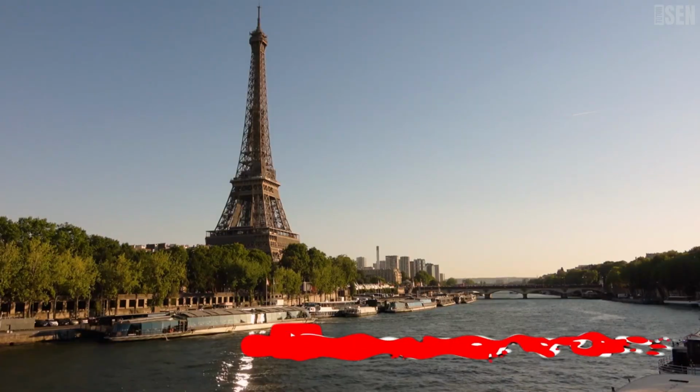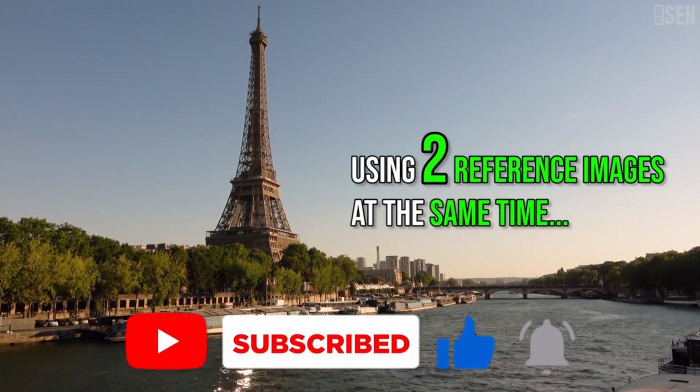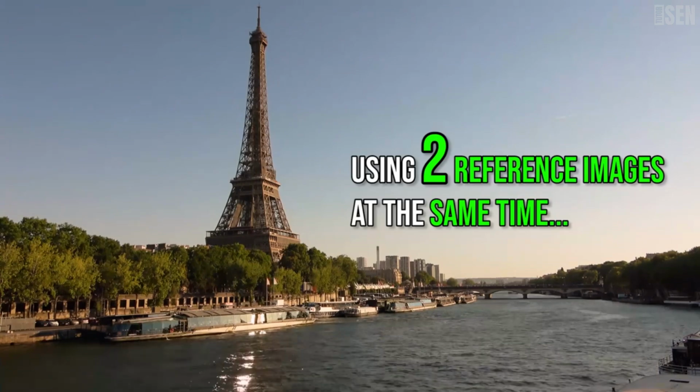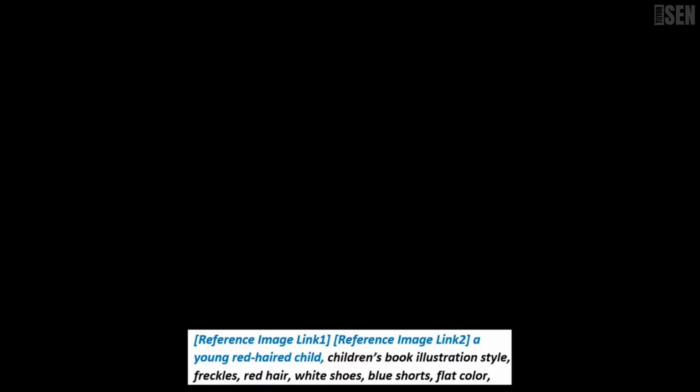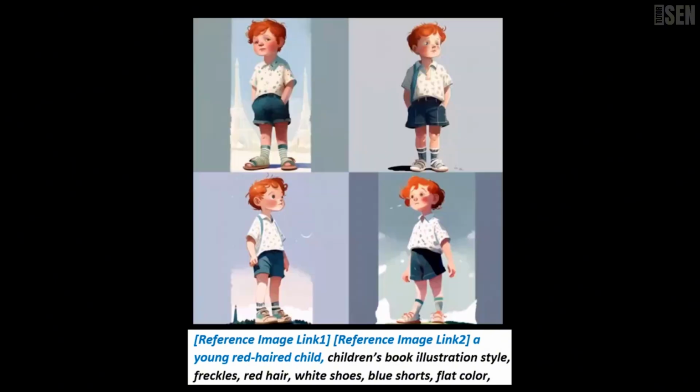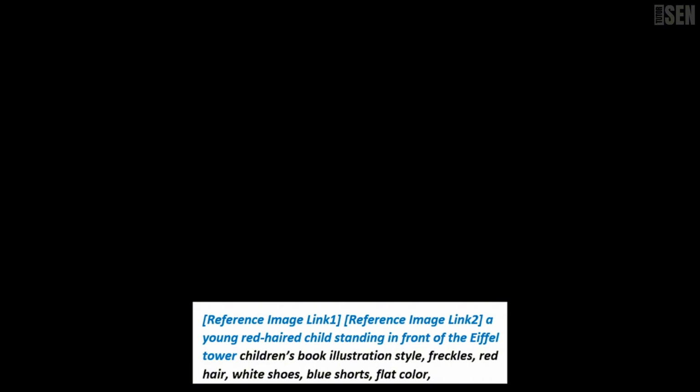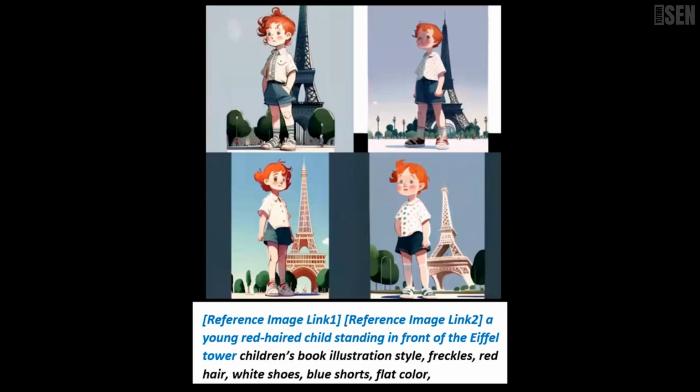Cool, right? Now, let's talk about using two reference images to help guide AI into creating an image for you. Here you can see our reference image 1, and here is reference image 2. This is where we are trying to add both the child and the Eiffel Tower into one image. So our prompt will be reference image link 1, reference image link 2, a young red-haired child. And you can see, we get one image where the Eiffel Tower is kind of visible in the background. If we now prompt the AI to use both reference image links and a young red-haired child standing in front of the Eiffel Tower, we get a better image.